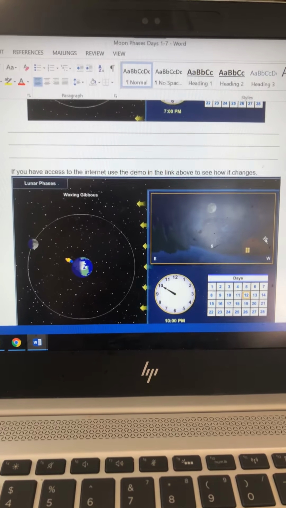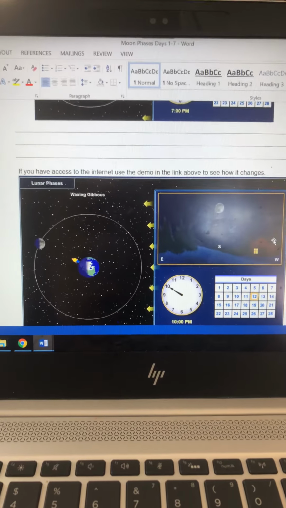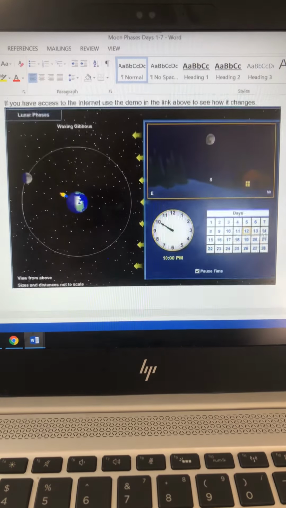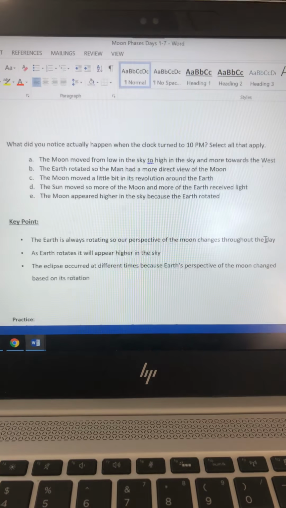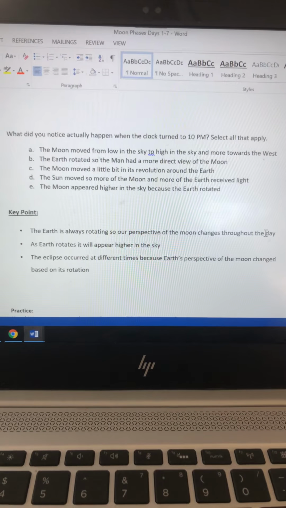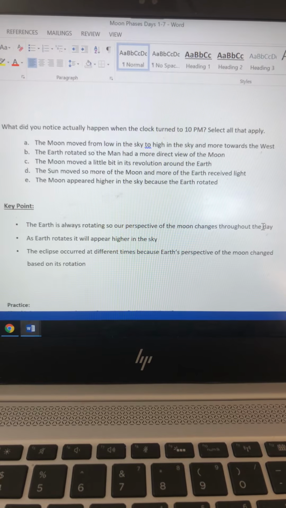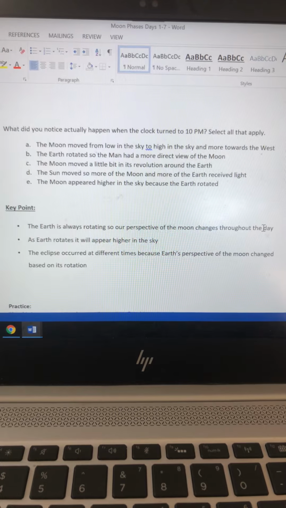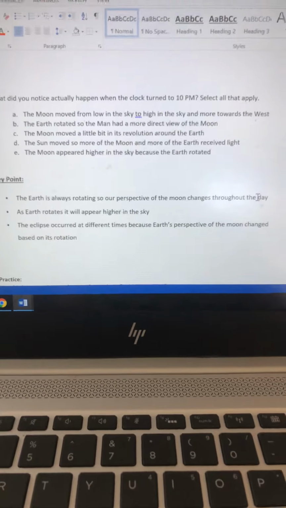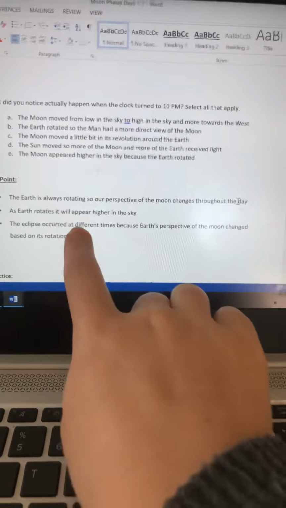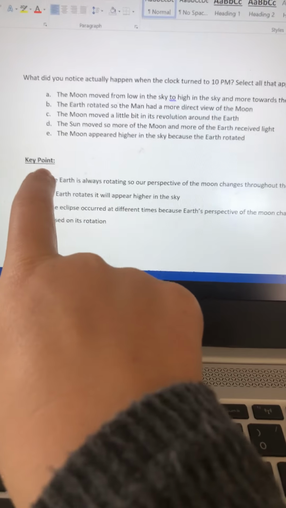If you have access to the internet, use the demo in the link above to see how it changes. Again, that link doesn't work, so I wouldn't bet on that. What did you notice actually happens when the clock turned 10 p.m.? Select all that apply. What you need to get from this, if all of that was confusing, what you need to understand is these key points right here.